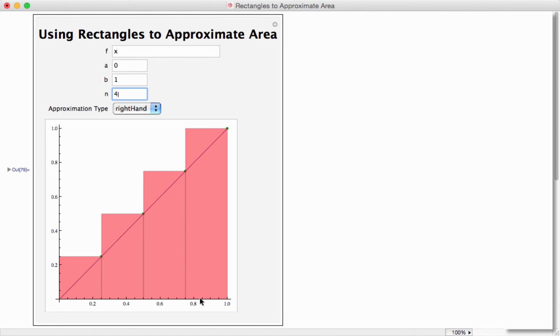Lastly, the width is still 0.25. Plug 1 into the function, I get 1. So 0.25 times 1 gives me the area of the last rectangle. A sub 4, which would be the area of 4 rectangles, will be whatever I get when I add up those 4 areas. And so that's how you do it for 4 cases.